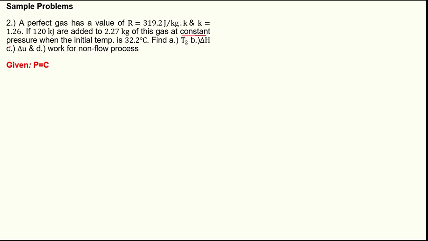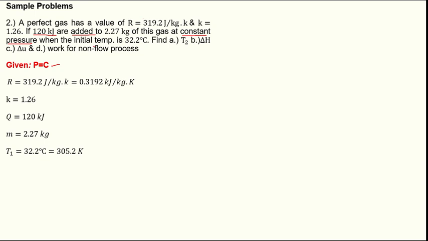So, sinabi dyan is constant pressure, automatic P is equal to C. So, kunin natin yung given. R natin binigay 319.2 joules per kilogram Kelvin or convert natin in terms of kilojoules, 0.3192 kilojoules per kilogram Kelvin. Given din yung specific heat ratio which is 1.26. Given din yung heat which is 120, positive yan kasi added. Meron din tayong mass of 2.27 kilogram and temperature 1, kasi initial temperature, which is 32.2 degrees Celsius or 305.2 Kelvin. Now, ano yung hinahanap? Find, malinaw naman yung T2, delta H, delta U, and the work non-flow.